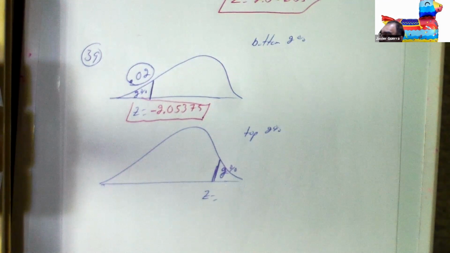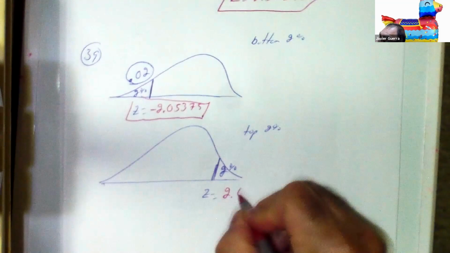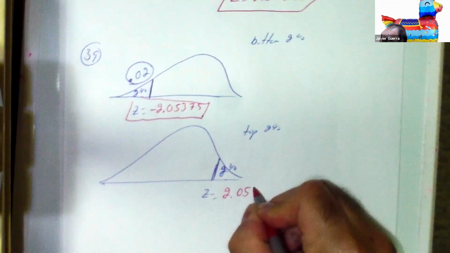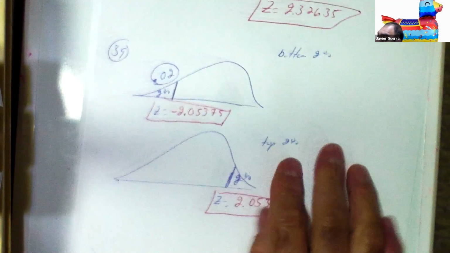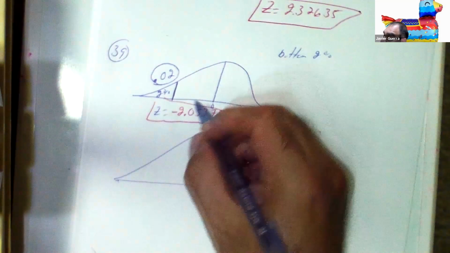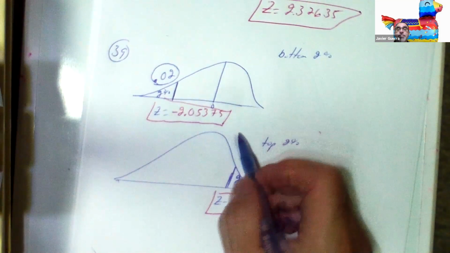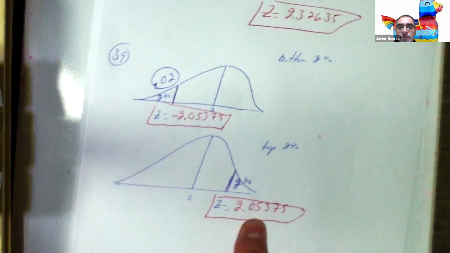You're like, what? Yeah, it's symmetrical. The distance from 0 to that number is the same distance from 0 to that positive. It's just that it's negative. Now, I can prove it to you. You want me to prove it to you? I will prove it to you.